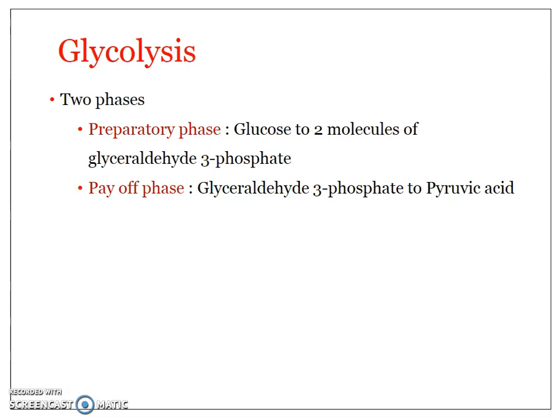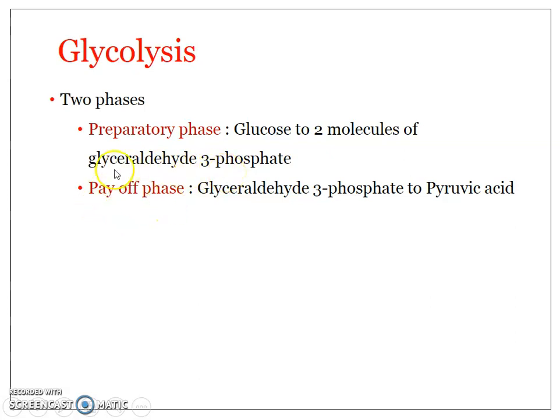So glycolysis, the whole set of reactions, can be differentiated into two phases: the preparatory phase and the payoff phase. The preparatory phase is otherwise known as the priming phase or energy spending phase. It is the energy requiring phase. Here the glucose molecule is getting prepared or activated to undergo the glycolytic pathway. In the preparatory phase, glucose, a 6 carbon sugar, is converted into a phosphorylated 3 carbon sugar, which is glyceraldehyde 3 phosphate.